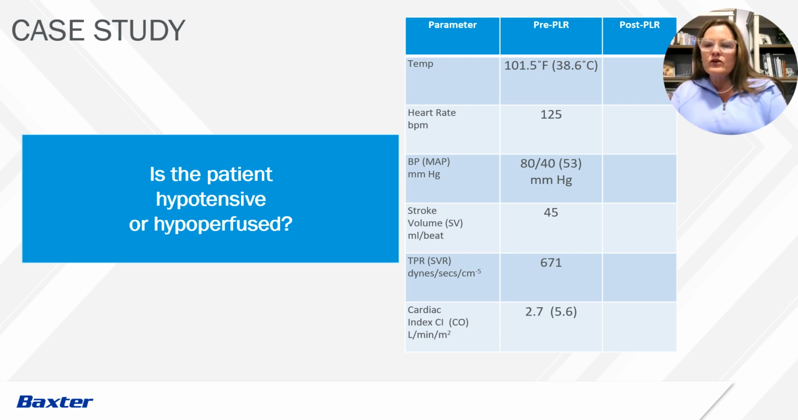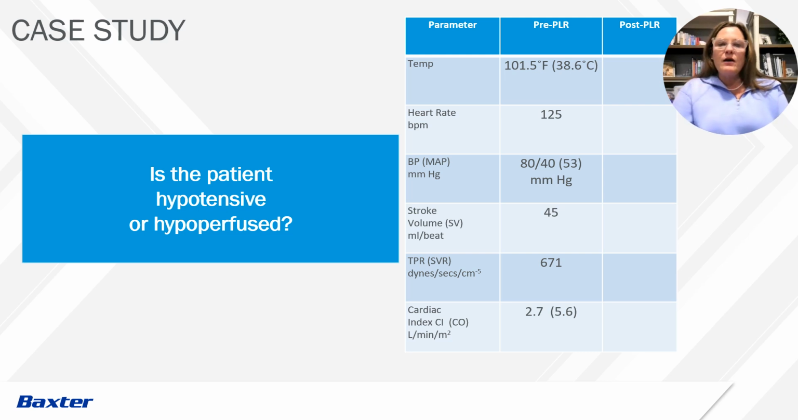What did we say normal stroke volume is? 60 to 100, right? Yes. So we are low, right? Our TPR is 671. What is normal TPR? Remember, 800 to 1200. So we are low. So are we dilated or are we constricted? We are more dilated, right? And then you can see that cardiac index is 2.7 and cardiac output is 5.6.